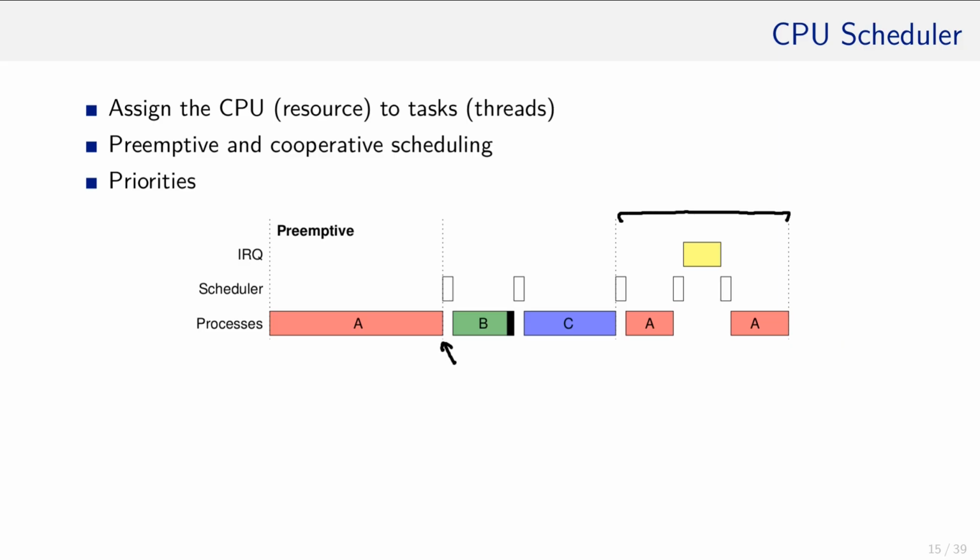In the third time frame, it is task A's turn again. However, unluckily for task A, an interrupt occurs, which has a higher priority and is therefore served first. After that, task A continues.